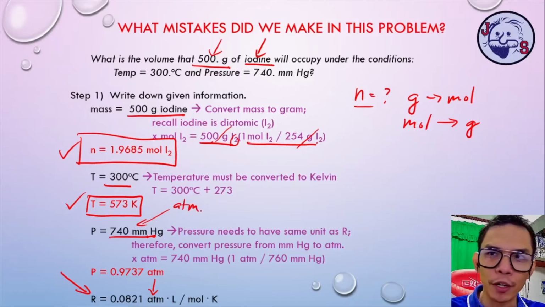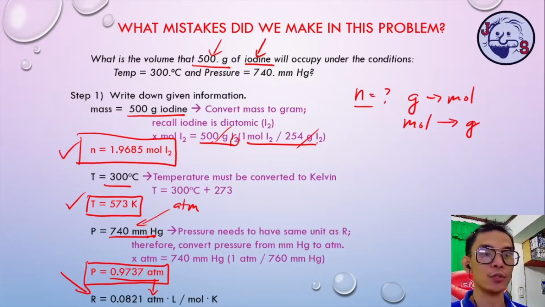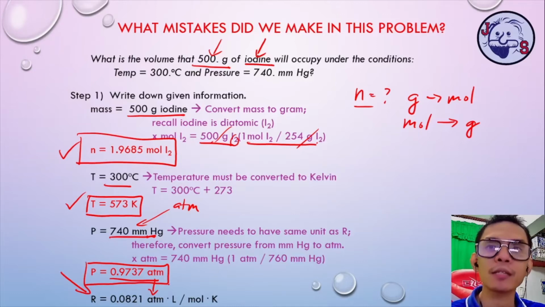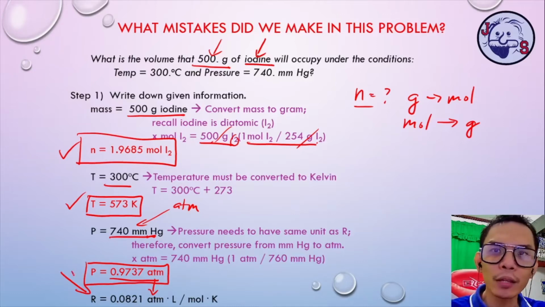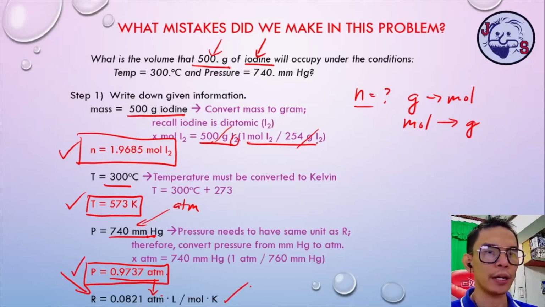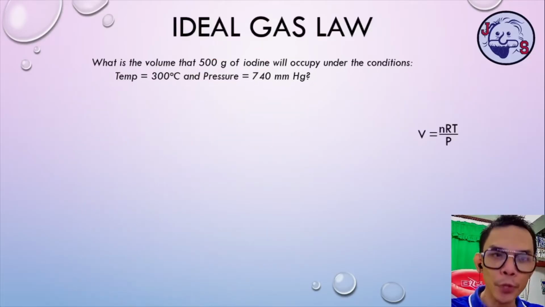to atmosphere. I taught you already in the previous video lesson how to do that. If you convert this millimeters of mercury to atmosphere, that is 740 divided by 760, you will get this value. Now that everything is complete, atmosphere is good to go, and we can now compute.